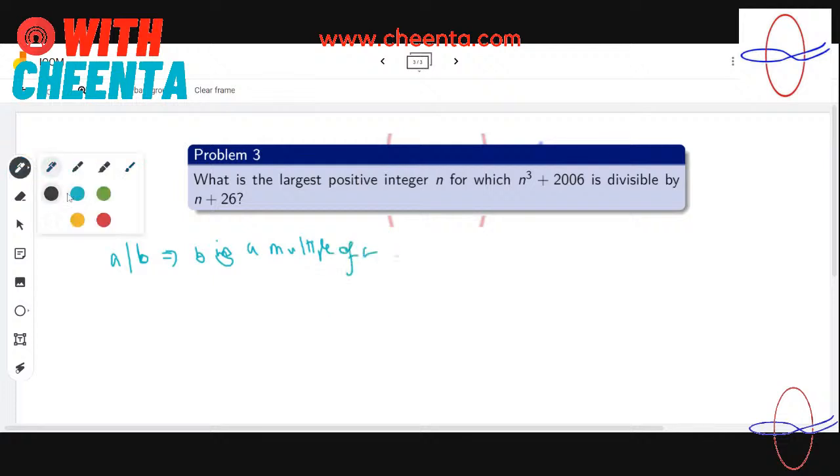Okay, if this happens, then what we get is the largest positive integer n for which n cube plus 2006 is divisible by n plus 26. So n plus 26 divides n cube plus 2006. So this is the idea.